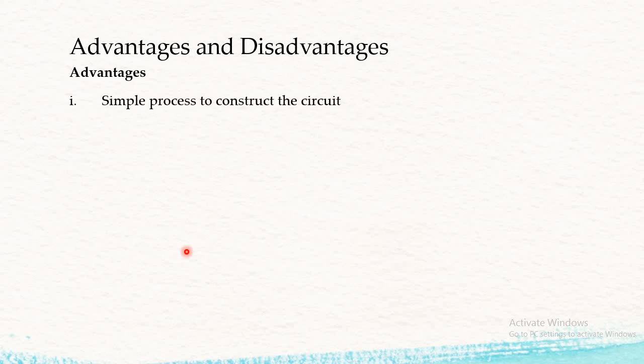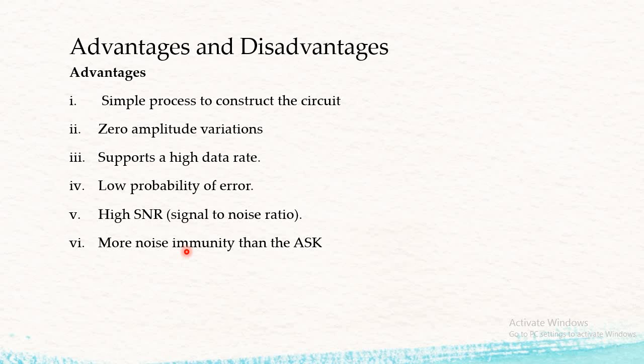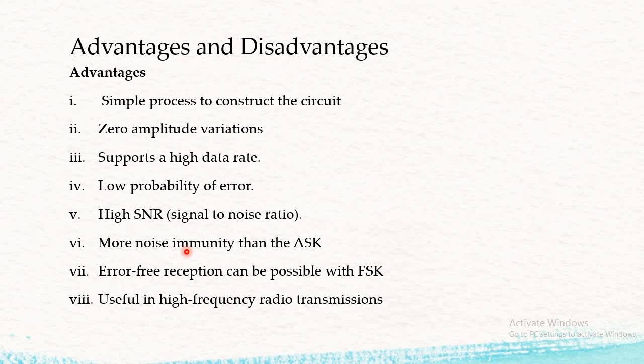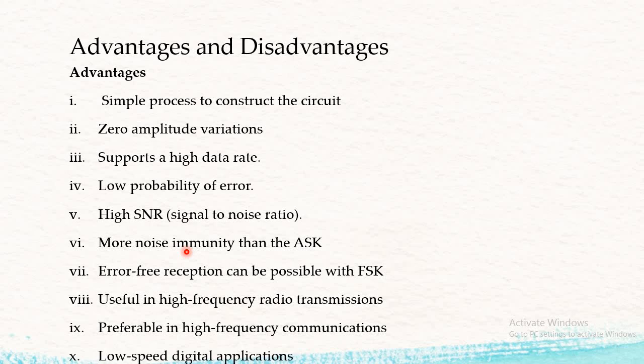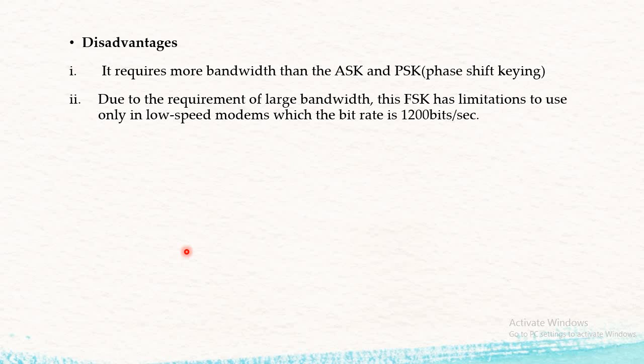Advantages and disadvantages. Advantages are these: it is a simple process to construct the circuit, zero amplitude variation, supports a high data rate, low probability of error, high signal to noise ratio, more noise immunity than ASK, error-free reception is possible with FSK, useful in high frequency radio transmission, and preferable in high frequency communication. Then disadvantages: it requires more bandwidth than ASK and PSK. Due to the requirement of large bandwidth, FSK is limited to use only in low speed modems, which have a bit rate of around 1200 bits per second.